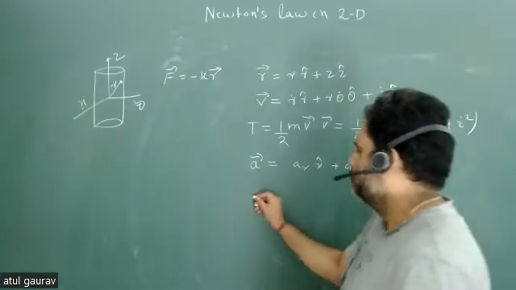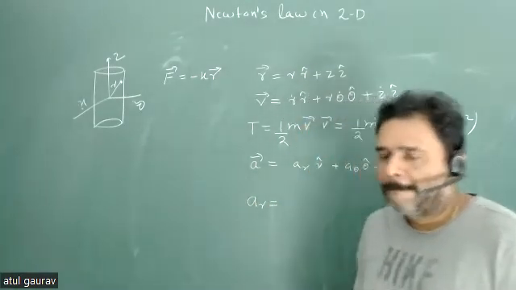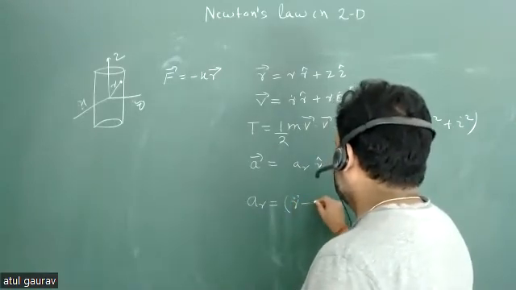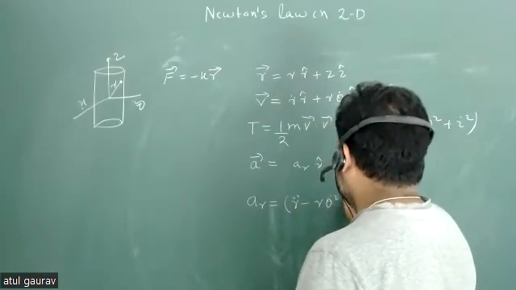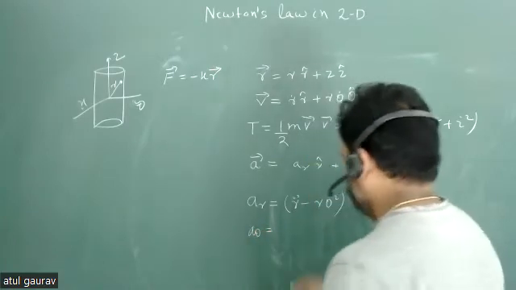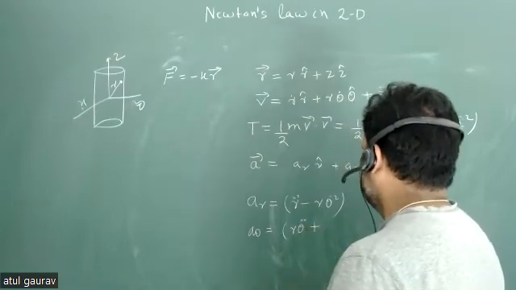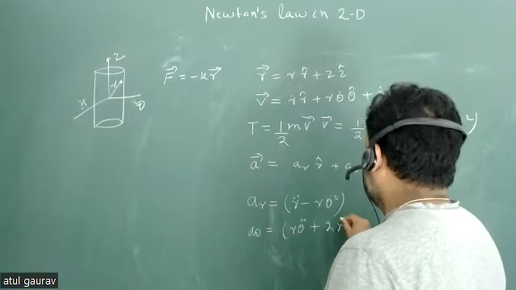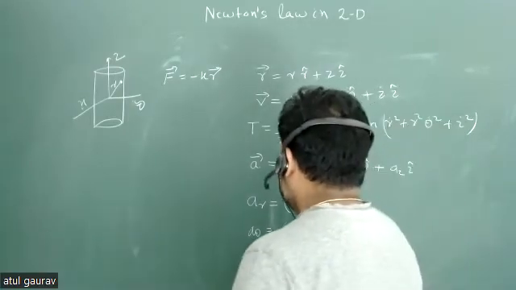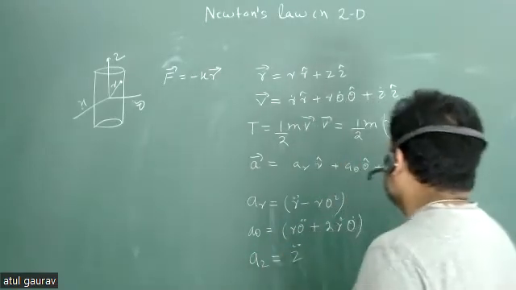Now, what is A_R? R double dot minus R theta dot square. Very good. What is A theta? R theta double dot plus 2 R dot theta dot. What is A_Z? Z double dot. Very good. That is Z double dot.